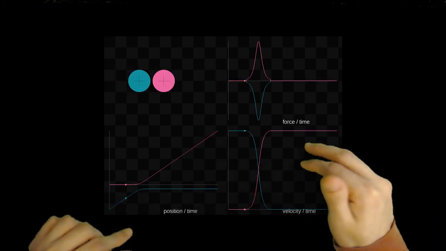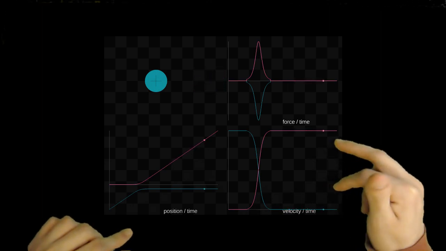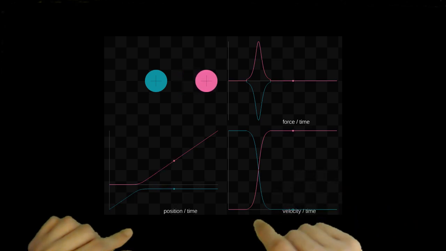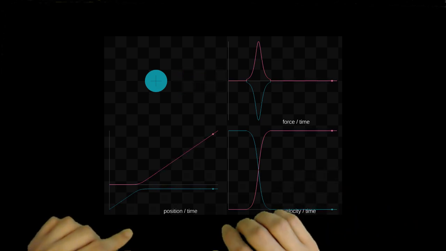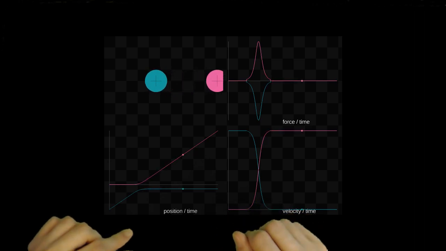Now let's look at the velocity over time graph. So here there is another very clear line of symmetry, going down right here. But it's maybe not super obvious why this one is symmetric.